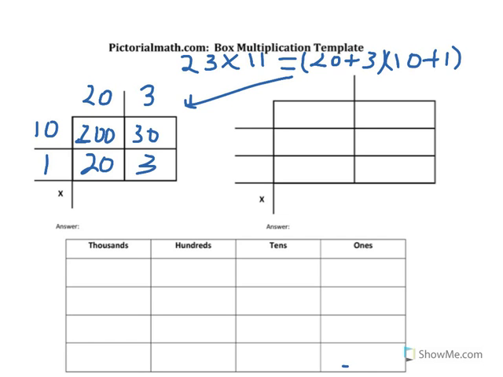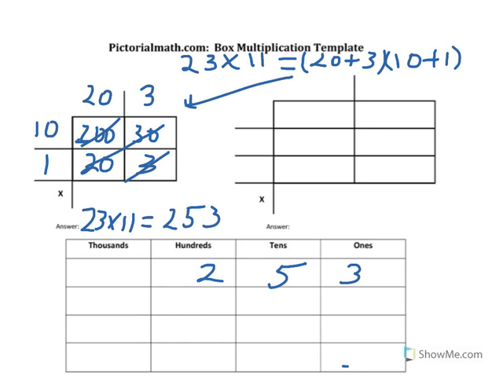Now I can certainly add all of the pieces, all of the subproducts, but I'm going to do something different. I'm going to ask myself, how many 1s do I have? I have 3. And then how many 10s do I have? I have 5. And how many hundreds do I have? I have 2. So the answer of 23 times 11 is equal to 253. Now we will get the same answer if we add it across, and we have 230, and we have 23, and so we will get 253.